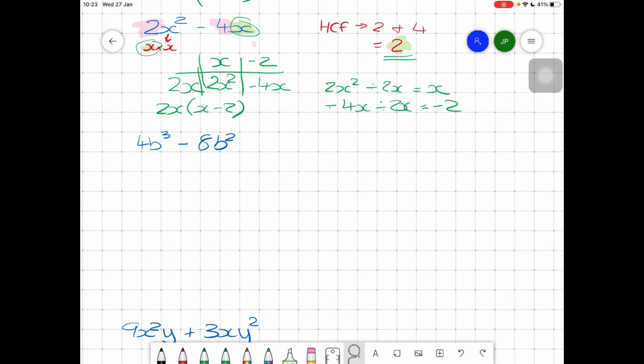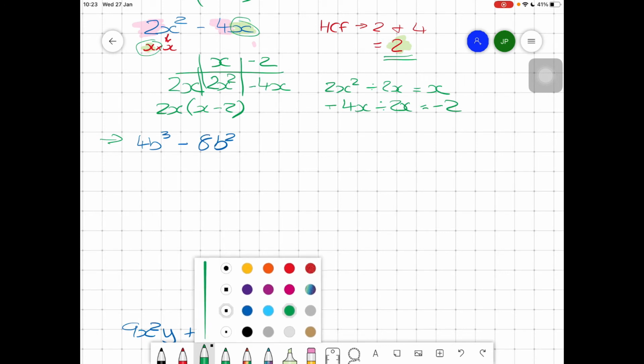So using the one that I've just been through with you, the one that's above on the screen, can you now have a go at this next one for me? Can you please pause and have a go at 4b cubed minus 8b squared. And again, we will talk through that afterwards.